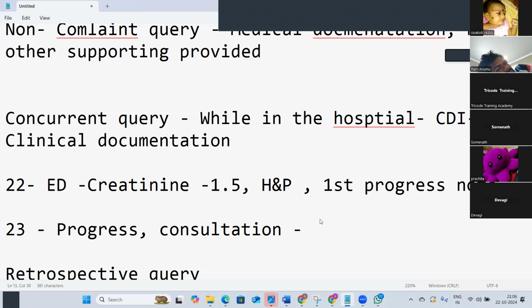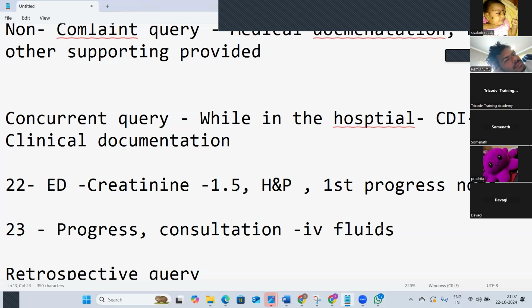And somewhere he documented that IV fluids are being given to the patient. So 1.5 is abnormal and IV fluid is a treatment for acute kidney injury. Clinical indicator is very important. Acute kidney injury is the indication for the creatinine and IV fluids for that treatment. So now, what will the CDI coder do? The patient is not discharged, he's still on the second day.